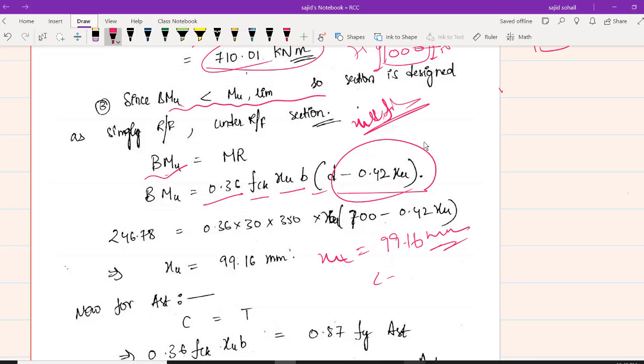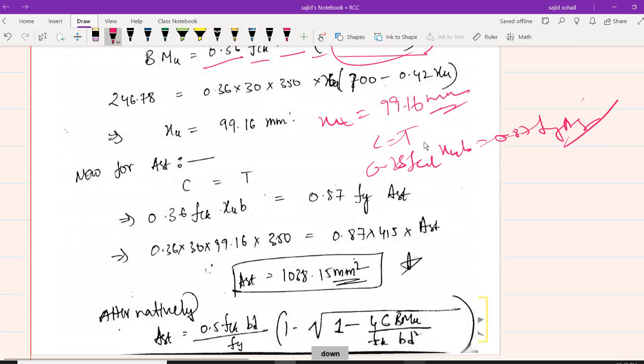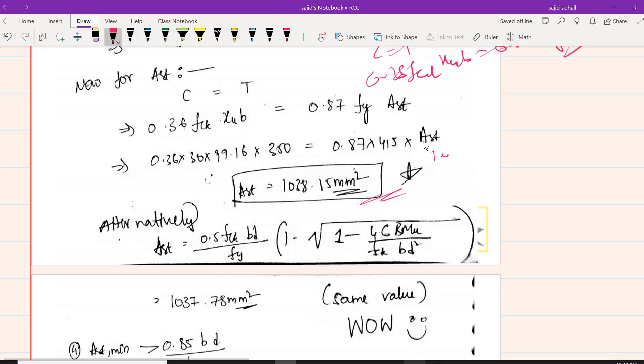So once you got it, C is equals to T कर लेना. 0.36 FCK XUB is equals to 0.87 Fy AST. From here you can get your AST value. So just substitute and check what is your AST you are getting. 1038.15 mm². Okay. Now check the alternate formula जो मैंने आपको पढ़ाया था in terms of BMU directly.